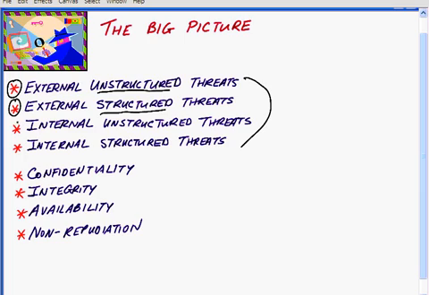Then we have internal attacks, and studies have shown us that 70 to 80% of the attacks on our network are actually internal. We think about attacks on our network so often coming from the outside, from that hacker out there. But technically speaking, 3/4 of the attacks are going to come from inside of our network. Many of these will be unstructured.